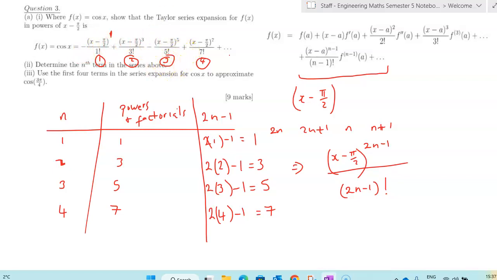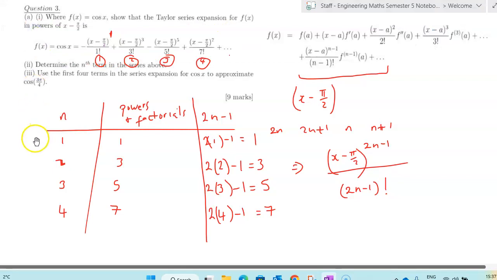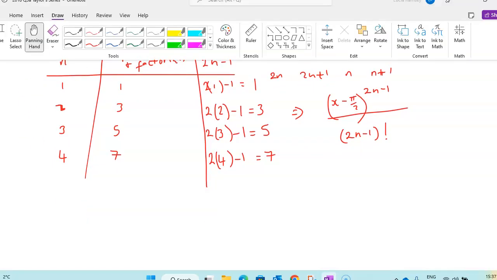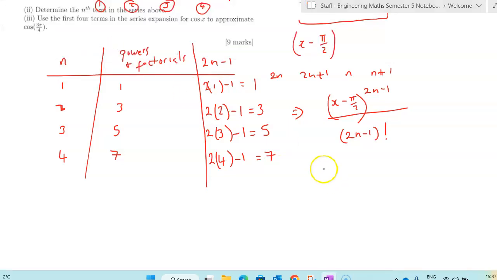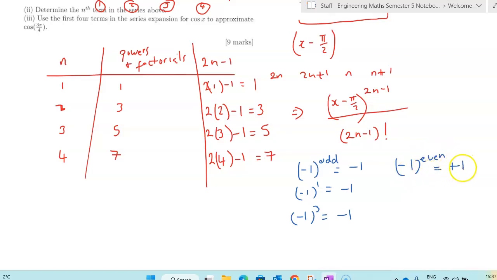Now, a way that you can create terms that flip from minus to plus and so on is to use powers of minus 1, because minus 1 to an odd power is equal to minus 1. So minus 1 to the power of 1 is minus 1, minus 1 to the power of 3 is minus 1. But minus 1 to an even power is positive, or plus 1. So we'll have minus 1 squared, which is 1, minus 1 to the power of 4 is also 1.